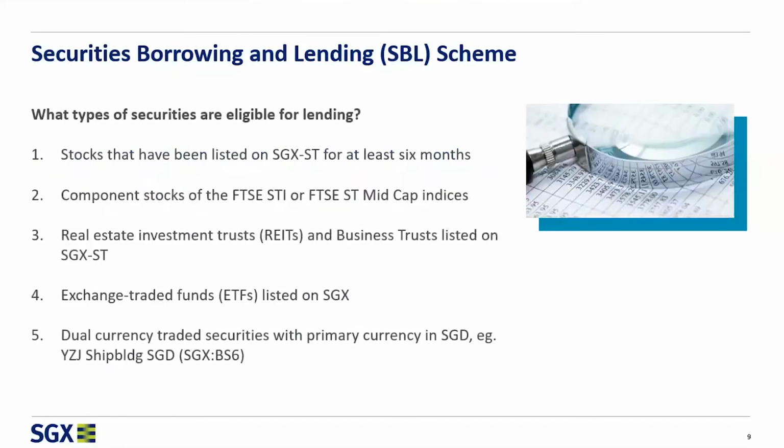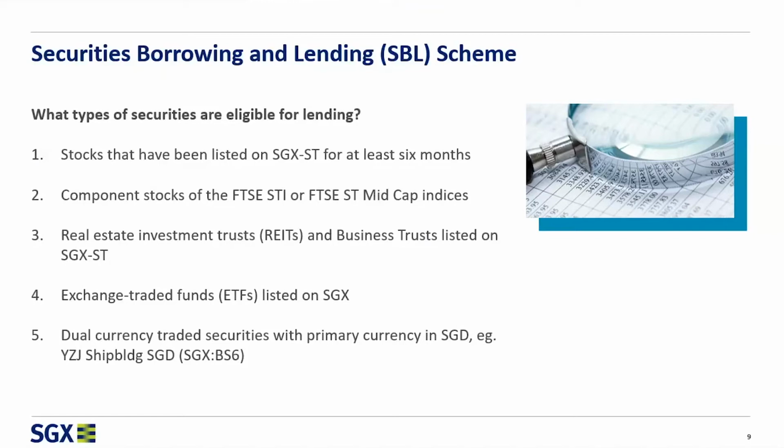So next, what type of securities are eligible for lending? Okay, so what are the securities you need in order to let this scheme roll, even though you can participate before you even have all these? So first of all, stocks listed on SGX for at least 6 months. Okay, stocks listed on SGX for at least 6 months.